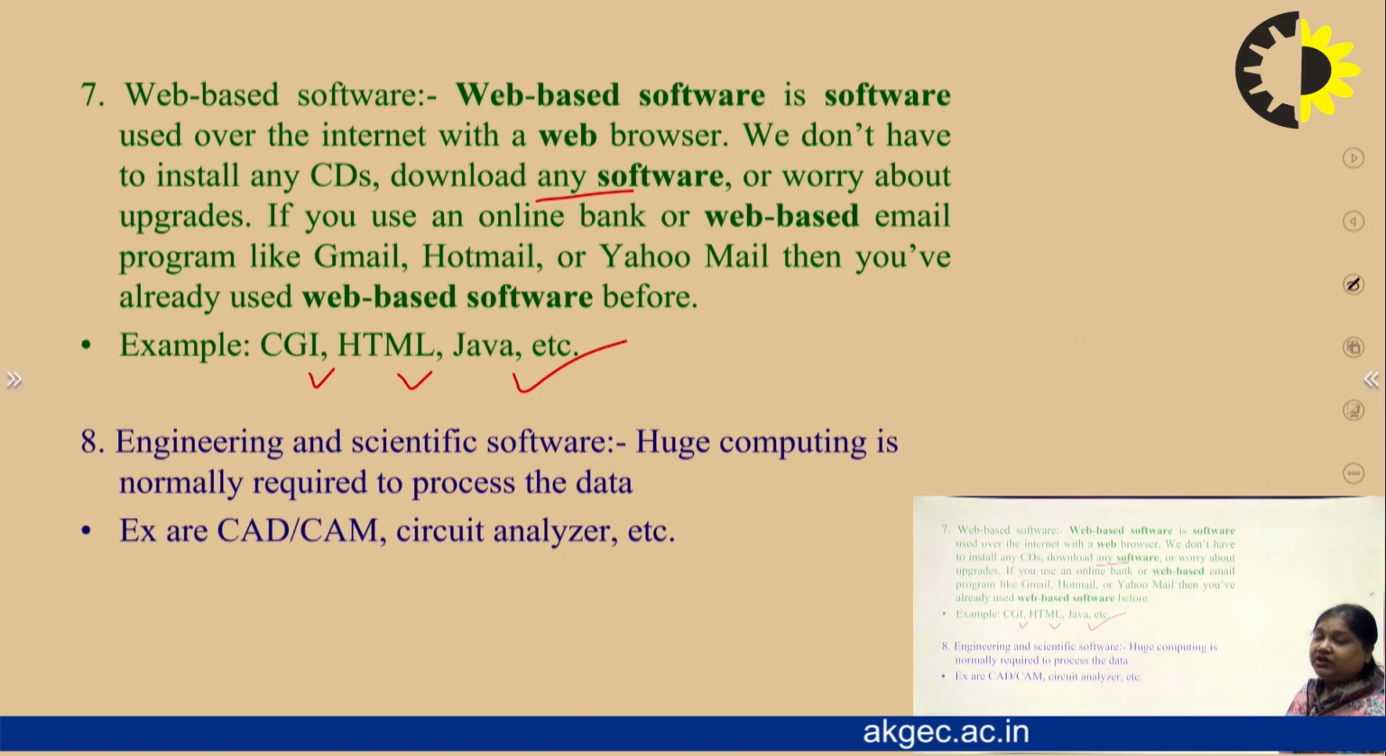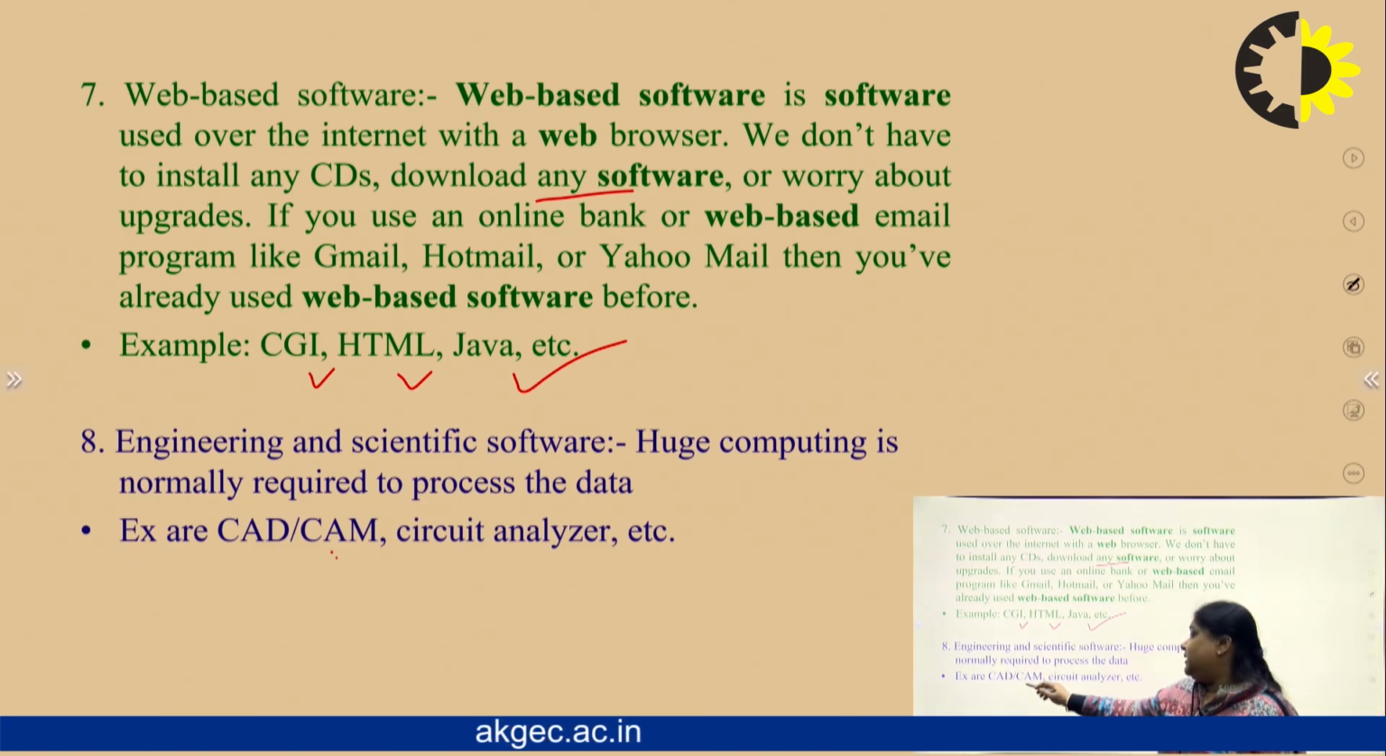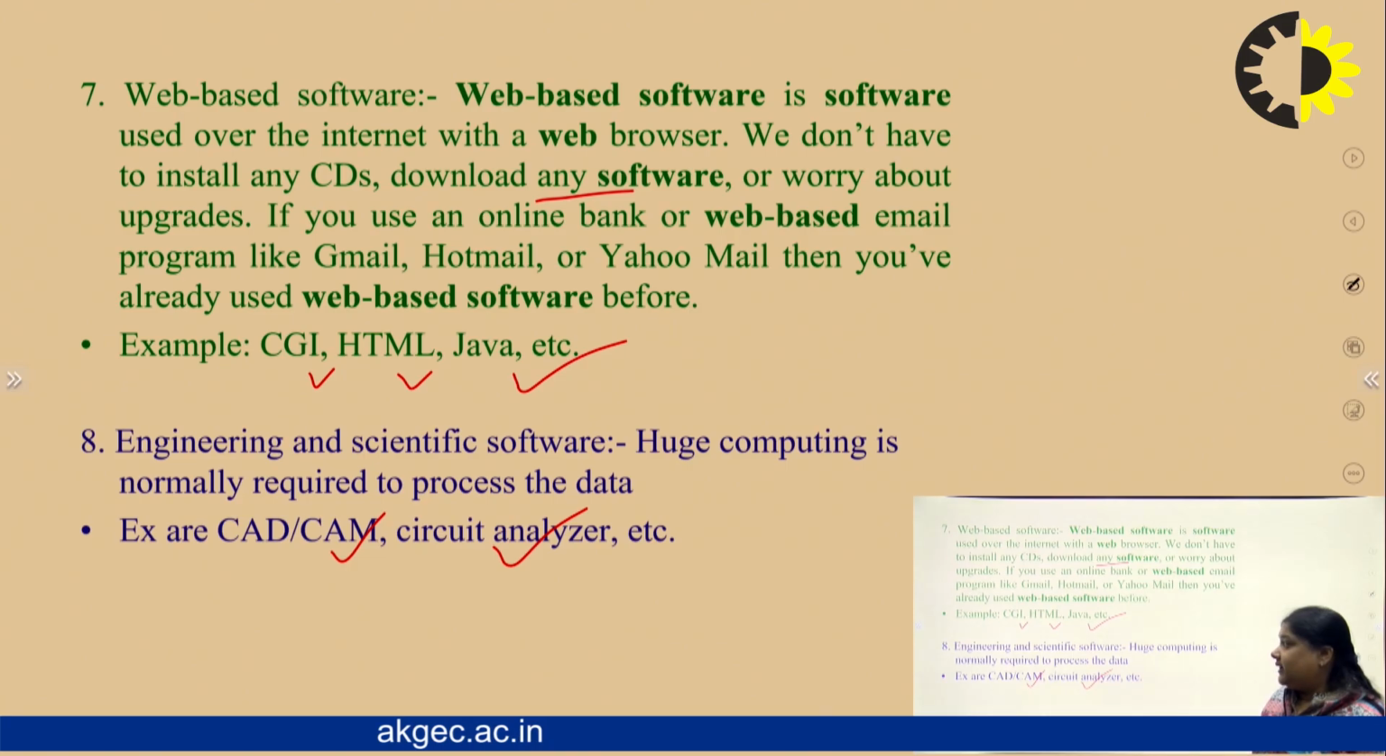Next is engineering and scientific software. Huge computing is normally required to process the data. For example, CAD/CAM and circuit analyzers are under scientific software.